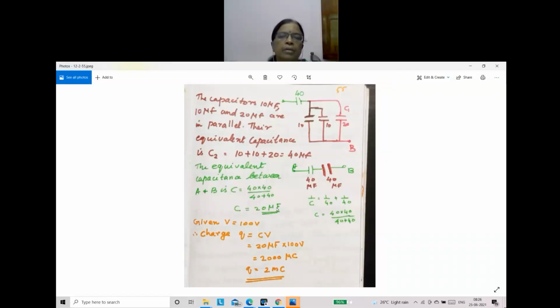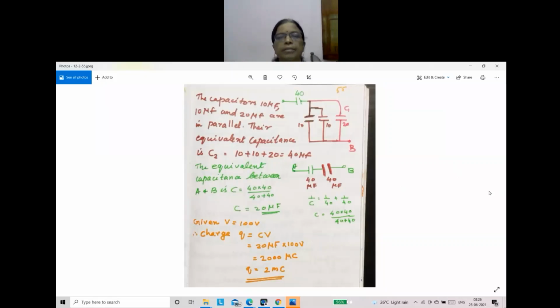And the potential difference is given as 100 volt. So charge Q equals C into V. So you can calculate the answer. The answer is in millicoulomb. Charge is equal to 2 millicoulomb. Clear, children? Yes, teacher.